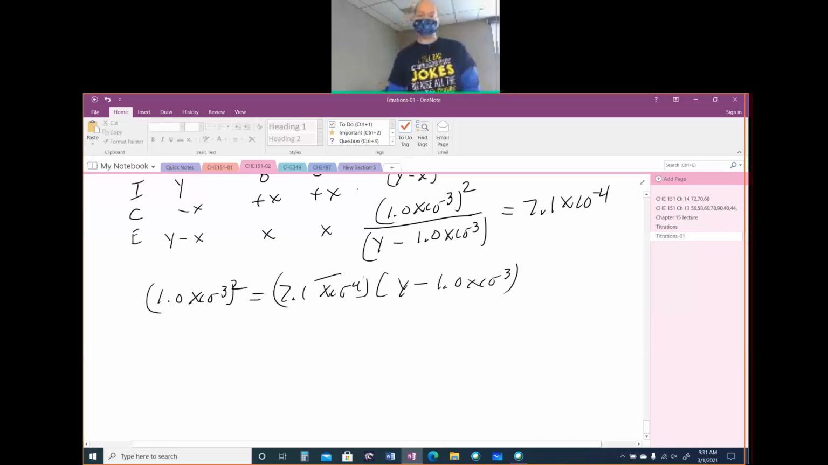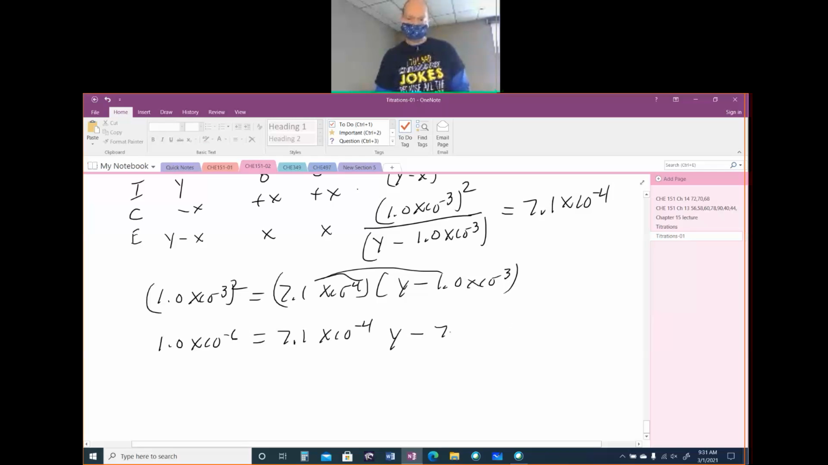All right, then you distribute your 7.1 times 10 to the minus 4. And so you're squaring this, so you have 1.0 times 10 to the minus 6 is equal to 7.1 times 10 to the minus 4 y minus 7.1 times 10 to the minus 7. All right, so I distributed my 7.1 times 10 to the minus 4. Then I need to add 7.1 times 10 to the minus 7 to both sides.